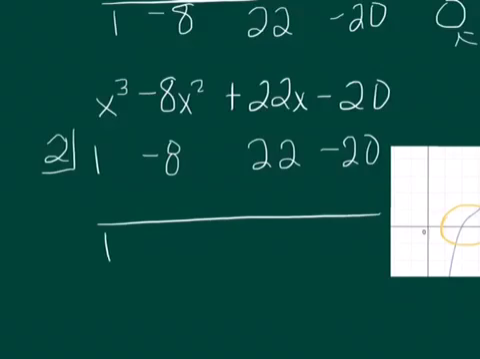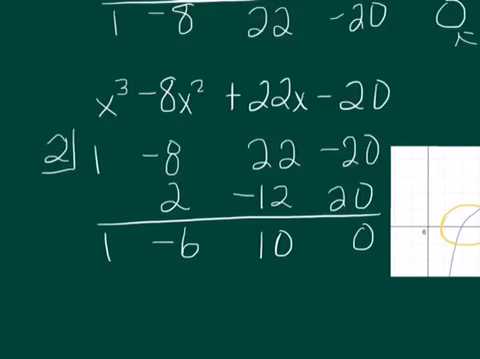Bring down the 1. 2 times 1 is 2. Negative 8 plus 2 is negative 6. 2 times negative 6 is negative 12. 22 plus negative 12 is 10. 2 times 10 is 20. And negative 20 plus 20 is 0. A remainder of 0. That means that 2, again, is a 0.